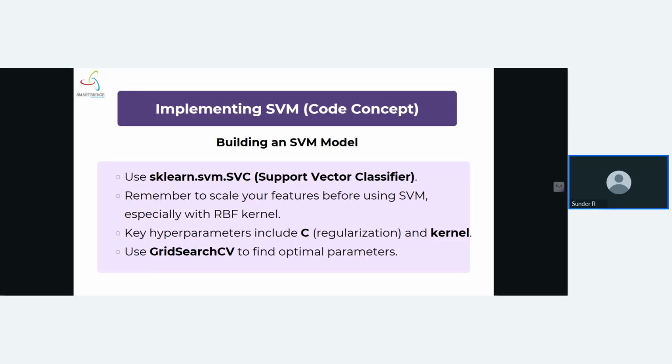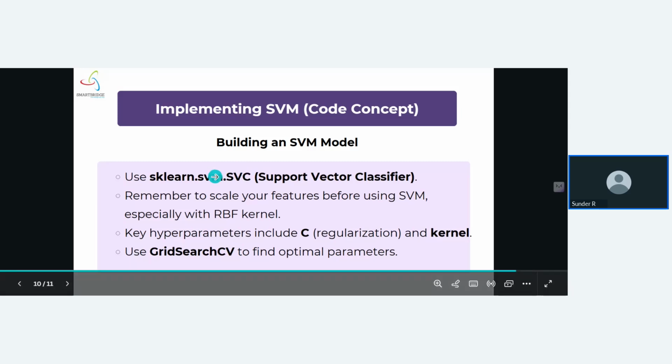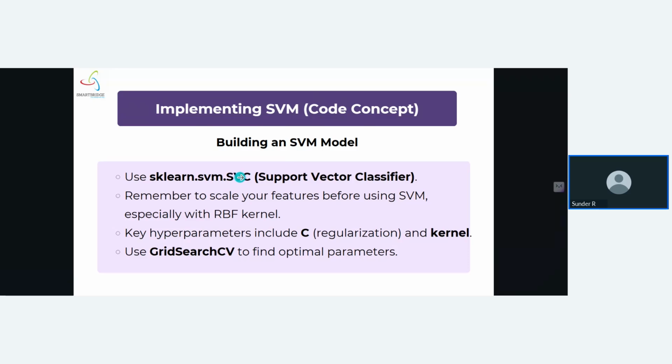So next, how do we implement SVM code in our model? We are going to go to sklearn and import svm.SVC. This is the classifier. From support vector machines, we include the submodule called SVC. What is this SVC? This is the support vector classifier. Is it clear?